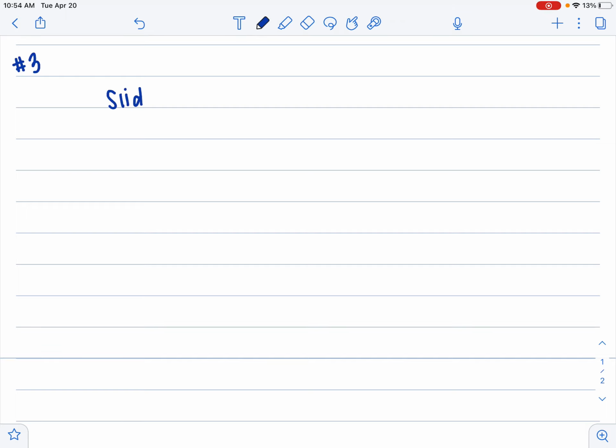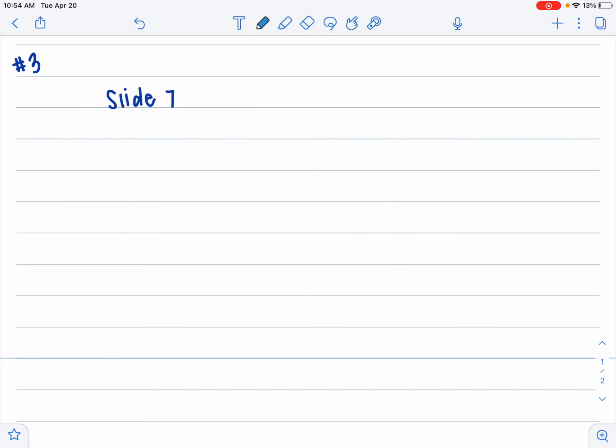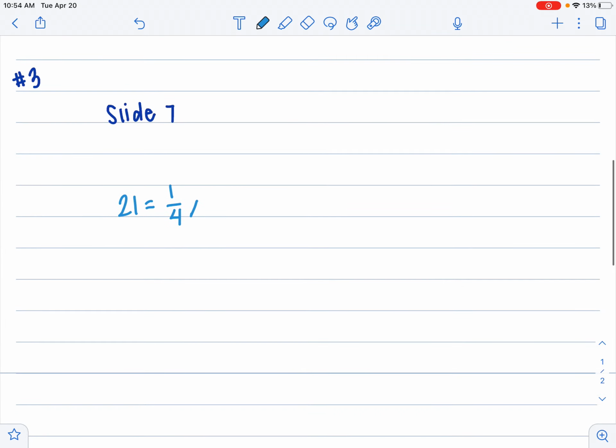So let's start with slide 7. Question 3 on slide 7 looks like this. It is 21 equals 1/4 x. And of course, we know that what this means is 21 equals 1/4 times x. There are a lot of different ways that you can approach this problem. One of which is this strategy we learned above, or we reviewed above, I should say, where we can write a division sentence to help us find the missing number in our multiplication sentence.